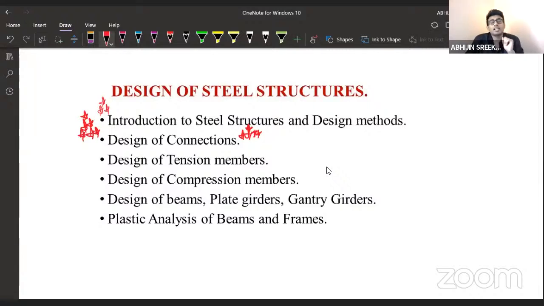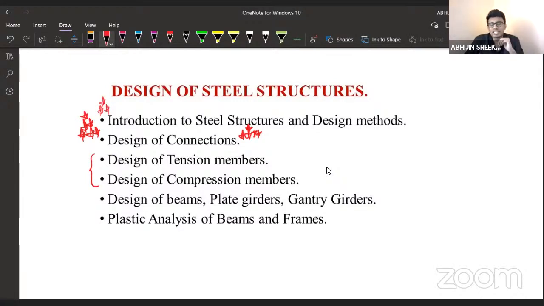And of course, the third and fourth topics: design of tension members and design of compression members. Here, we'll be discussing how to design tension members and compression members, what the design parameters are, how the IS code helps us to design the tension members and compression members, and what the code recommendations are. All these things will be discussed here.